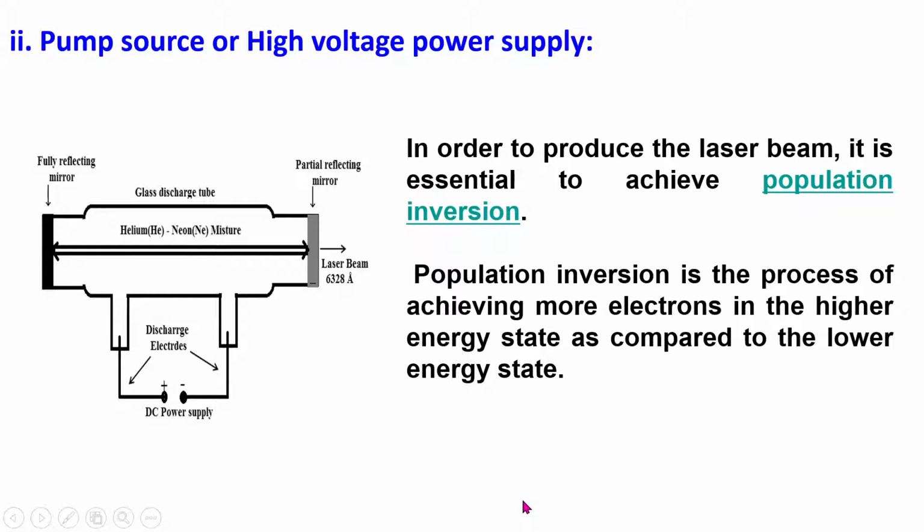The second component is the pumping source. Now in order to produce the laser beam, it is essential to achieve population inversion. In the first chapter we have seen about population inversion. Population inversion is the process of achieving more electrons in the higher energy state as compared to the lower energy state. That means for the lasing action, population inversion is very important.